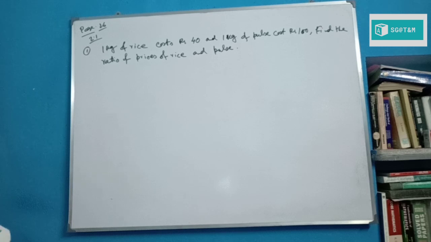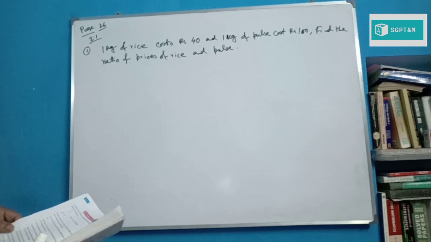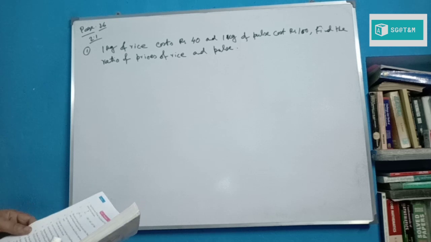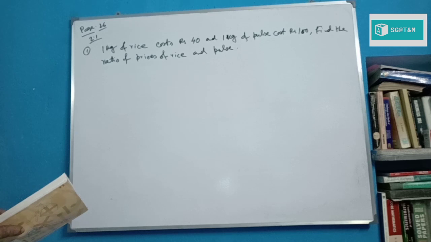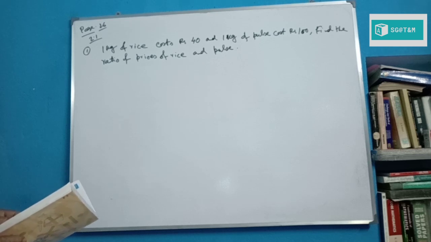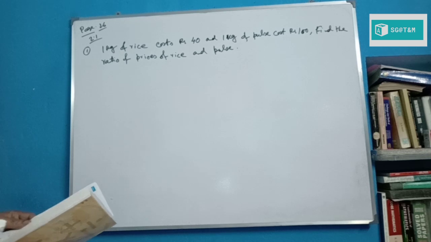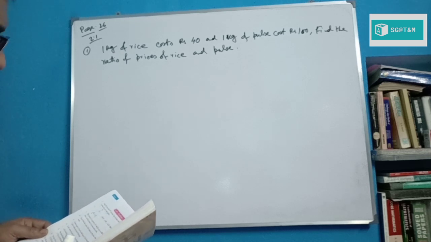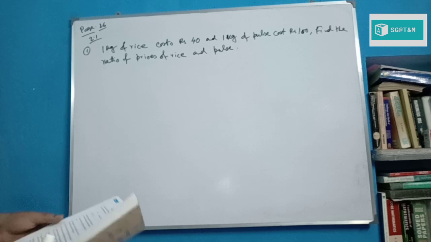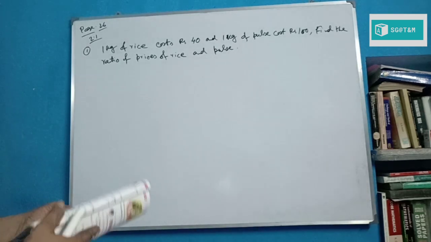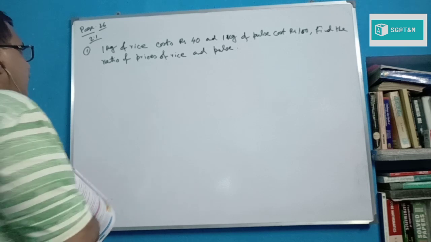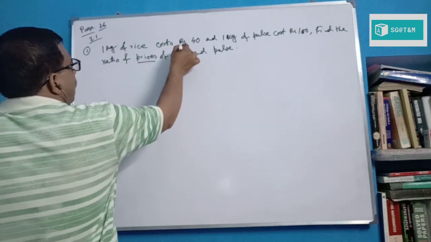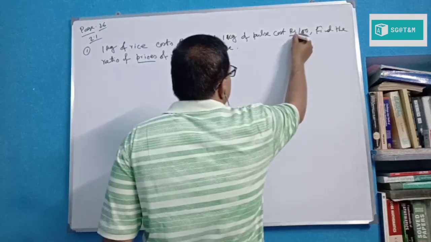Next, we solve this problem from page number 26. Let us work out 2.1, problem number 1. 1 kg of rice costs rupees 40 and 1 kg of pulse costs rupees 100. Let's find the ratio of the prices of rice and pulse. Very easy question.